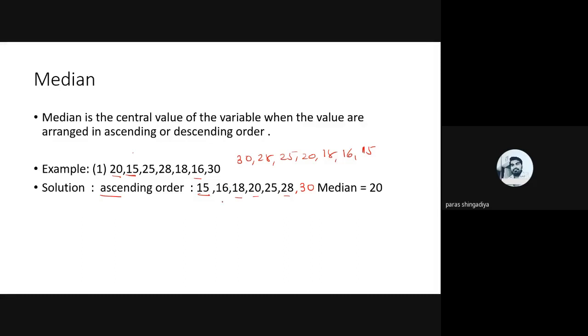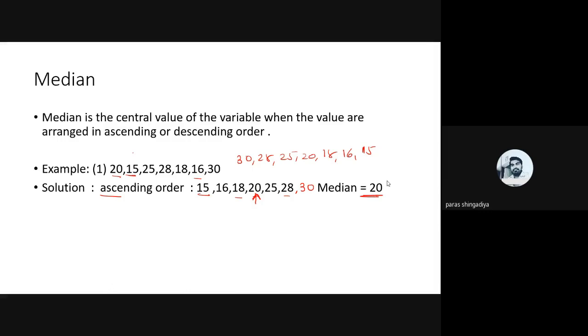So now check the central value. Right now the collection of data is odd in number. There are 7 numbers given, and that is an odd value, so we can easily predict the central term, and that is 20 here. So 20 is equal to the median.